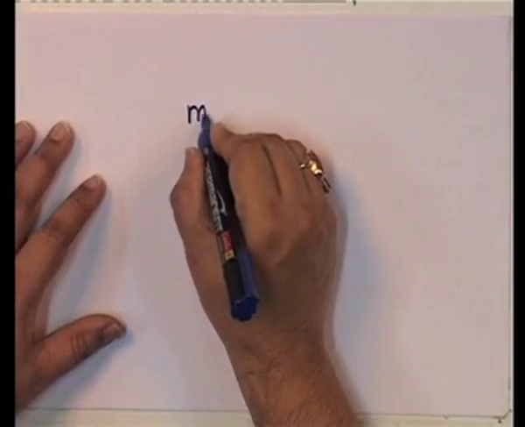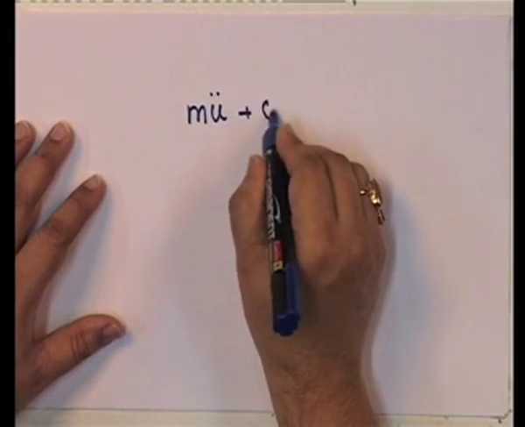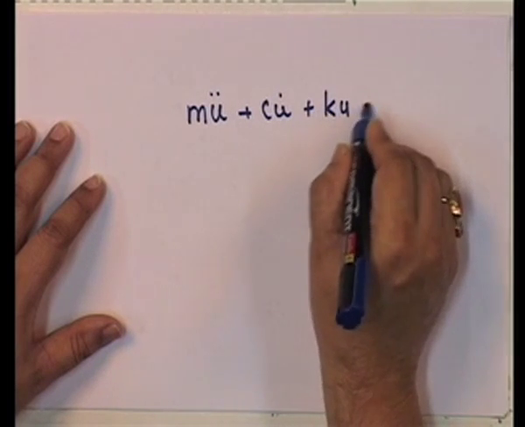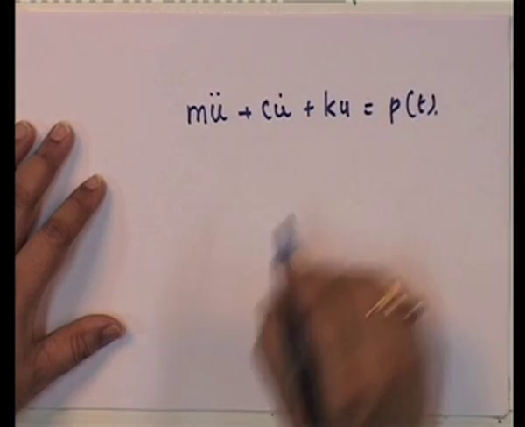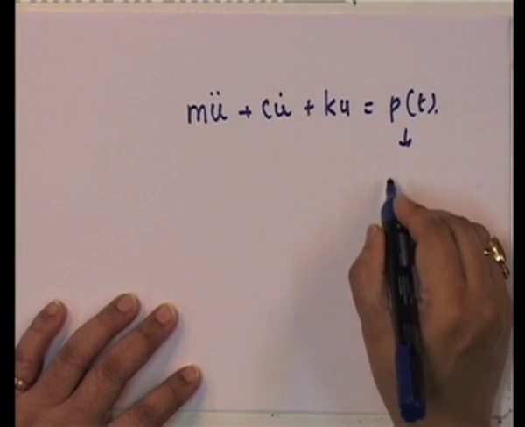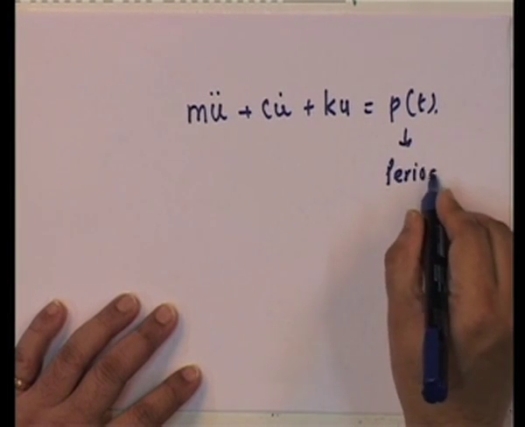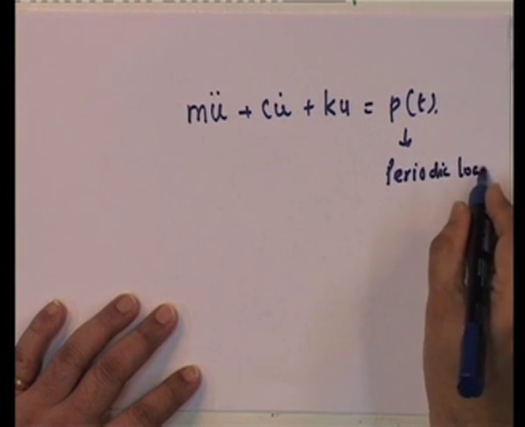Now, what advantage do I get by taking P of t to be a Fourier series? Well, let us see. Let me look at the response of a structure to a periodic load. In other words, I want to look at the response of a single degree of freedom system to this periodic load.